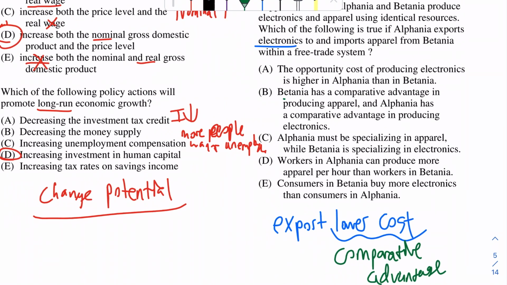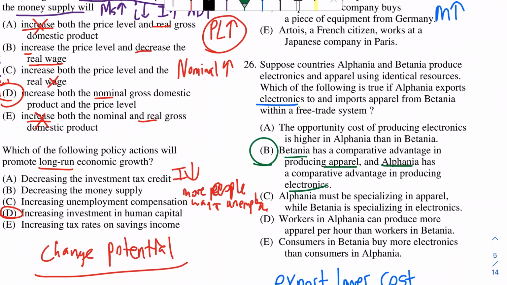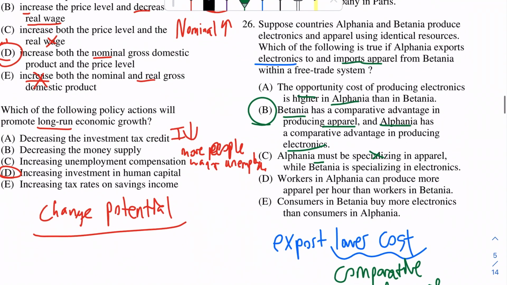So therefore, beta would have the comparative advantage in apparel, and alpha would have the comparative advantage in electronics. So 26 is B. So A is not true, right? Because alpha has the lower cost. C, alpha must be specializing in apparel. Nope, you don't specialize and buy imports.